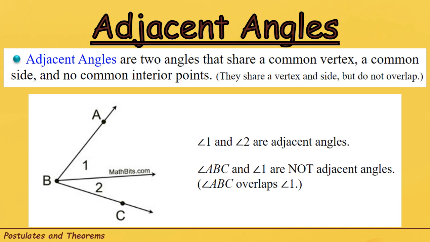Angle ABC and angle 1 are not adjacent angles. Angle ABC overlaps angle 1. So yung pinakamalaking angle natin dito na angle ABC, hindi siya adjacent sa angle 1 or sa angle 2, kahit alin sa dalawa. Kasi they will overlap. So kailangan ang adjacent angles, ma-identify natin na ito ay adjacent angles kung sila ay they share a common vertex, a common side, and no common interior points. Sa madaling salita, magkalapit silang angles.